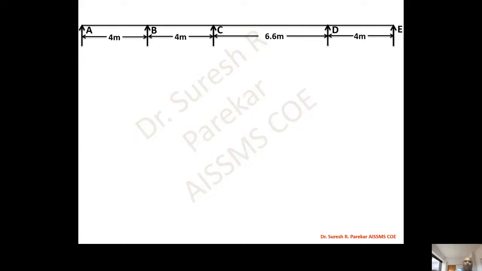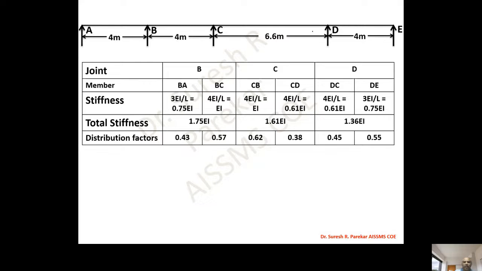So likewise, we have to find all these values, and after this we have to go for load combination. Now you can see we have stiffnesses. So now this BA as farther end is simply supported, so we have taken value 3 EI upon L. So it goes to 0.75. Then BC continuous, so 4 EI by L. CB continuous, CD continuous. So all these are 4 EI upon L, and D again simply supported farther end 3 EI upon L. Then at joint B we have total stiffness 1.75, at C 1.61, at D 1.36.